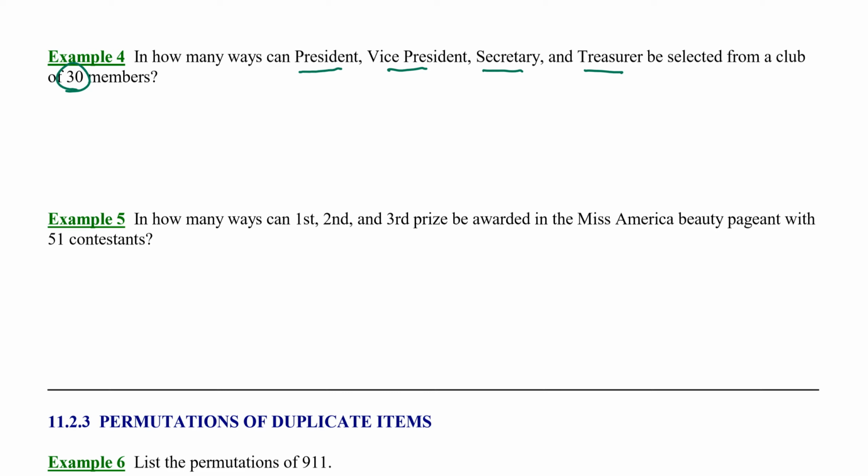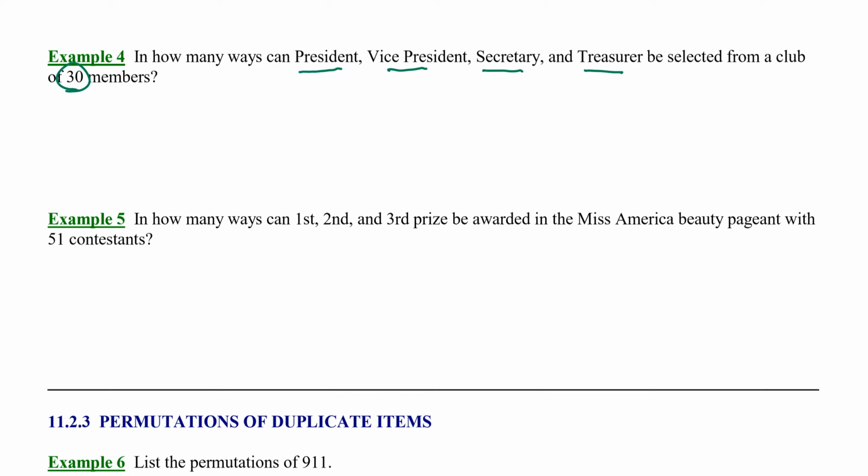Now think about this. Does the order in which we choose these members make a difference? Well, if I choose you to be president, do you observe a difference than being chosen to be treasurer? Absolutely, there's going to be a difference in your job description. So the order of selection does make a difference.